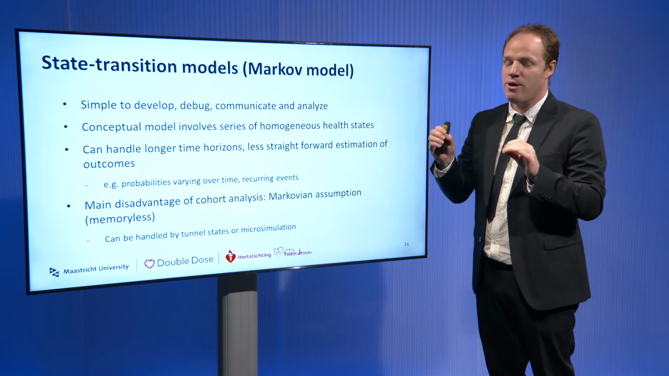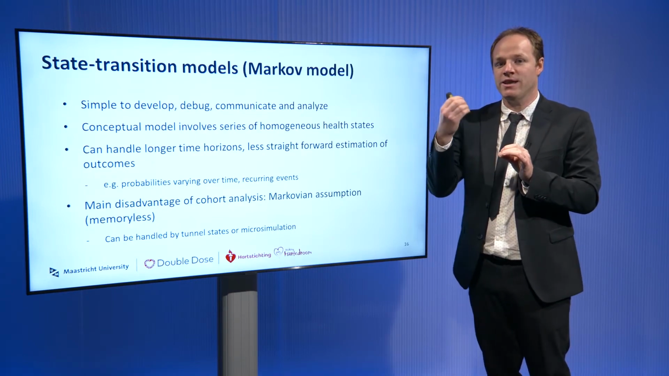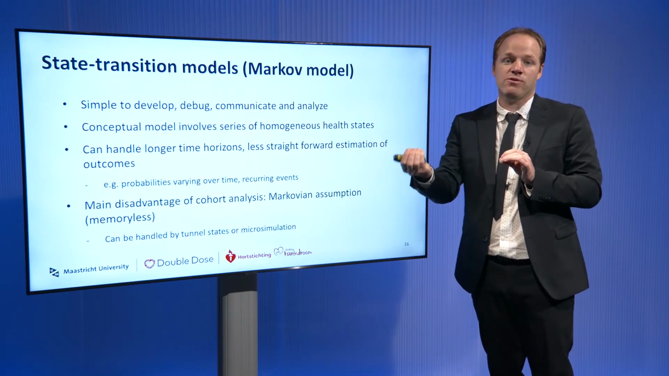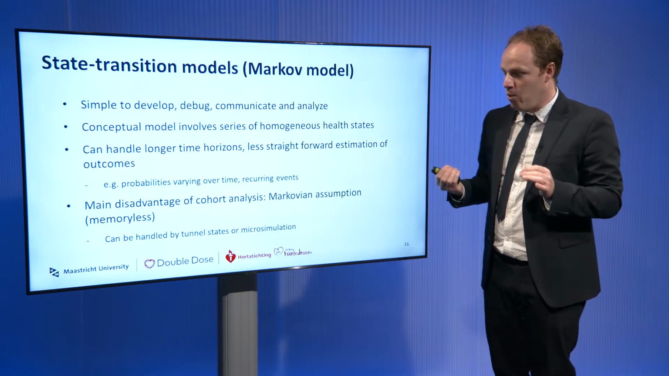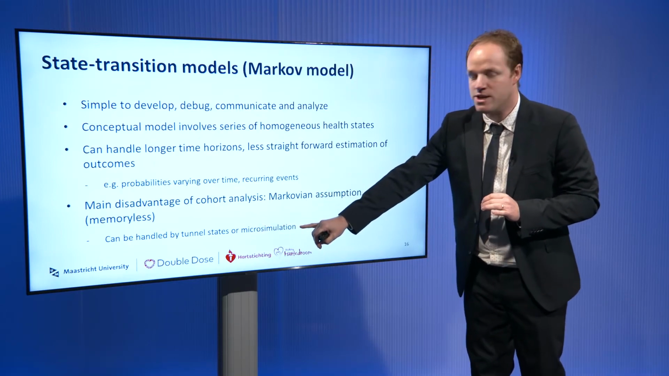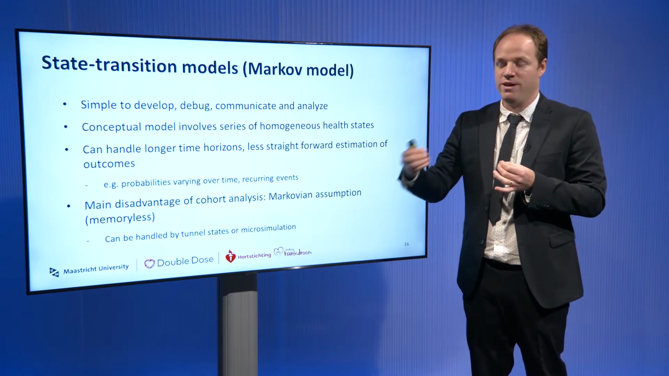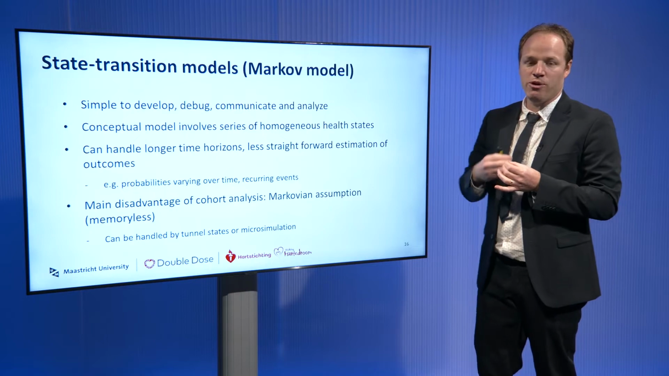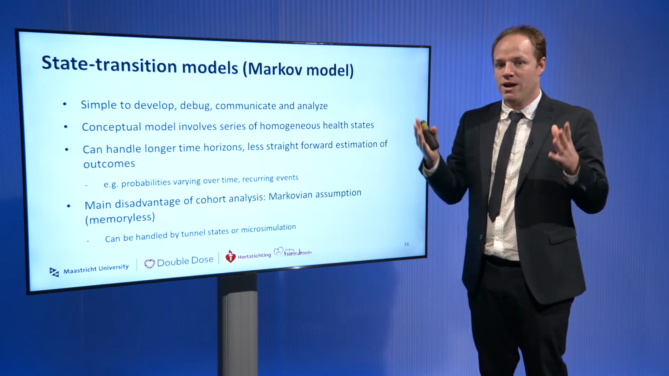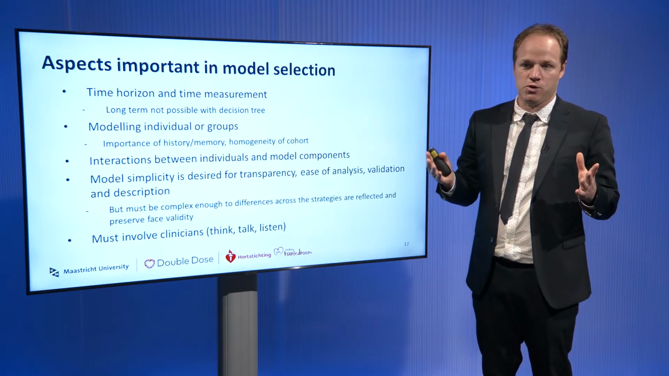This is also called the memoryless property. It means that when a patient is in a specific health state, we do not really know the past of this patient, and we cannot modify the probabilities or the cost based on the history of this patient. However, there are some techniques available, for example, the use of tunnel states or microsimulation models that really allow us to take the history of the patient into account. And some more advanced Markov models, like macrosimulation Markov models, are available to better characterize what we have in real life. And a lot of recommendations are available in the literature.